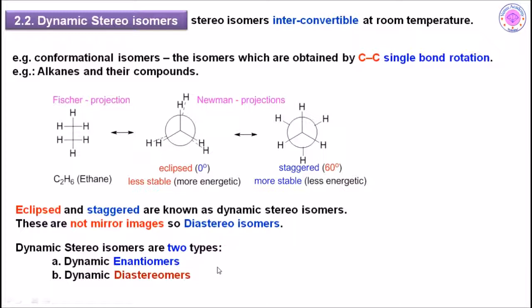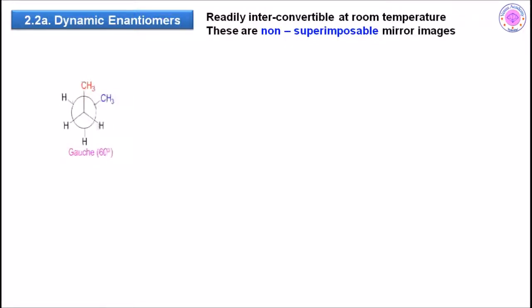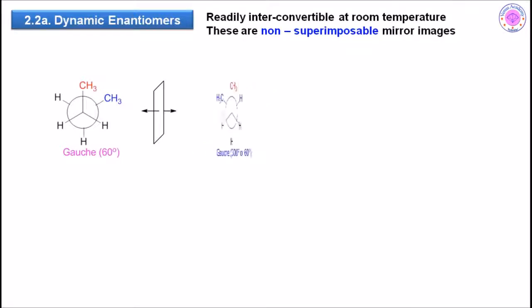Again, these dynamic stereoisomers are divided into two types: one is enantiomer, another one is diastereomer. What is an enantiomer? An enantiomer is a mirror image, but a non-superimposable mirror image. Suppose I take n-butane, CH3, and write it in the gauche form. It can be written like this. And what is the mirror image of this? The mirror image is this gauche form at 300 degrees or 60 degrees.